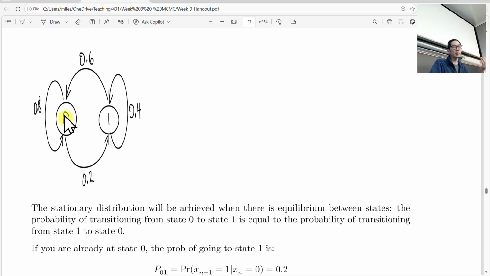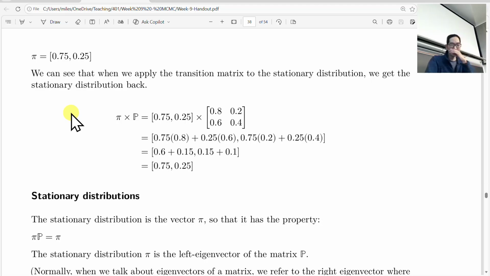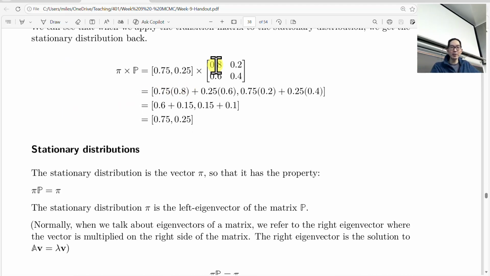Similarly, 0.75. So if I do 0.75 times how much flows back to itself, 0.8, plus how much is flowing in from state 1, 60% of state 1, so 0.6 times 0.25, we stay steady at 0.75. And then over here, for how much is flowing into state 1, 20% of the stuff coming from state 0, so 20% of 0.75 flows in, so 15% flows in. And then 40% of the stuff that started off at state 1, so 0.4 times 0.25, 0.1, also gives 0.25.